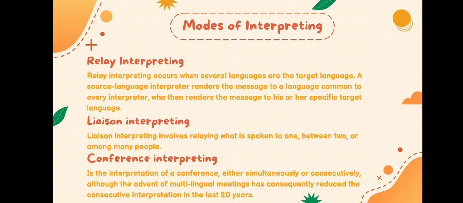Okay, we move to conference interpreting. In the interpretation of a conference, it is done either simultaneously or consecutively, although the advent of multilingual meetings has consequently reduced consecutive interpretation in the last 20 years. So conference interpretation is divided between two markets, the institutional and private. So institutional, international institutions like the EU.